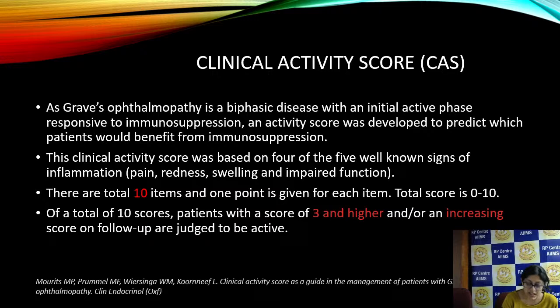with immunosuppression. So the clinical activity score was given based on 4 of the 5 well-known signs of inflammation, which are pain, redness, swelling, and impaired function. 10 items are there and 1 point is given for each item. Total score is 0 to 10. Out of 10, if a patient has a score of 3 or higher or an increasing score on follow-up, the patient is judged to be active.